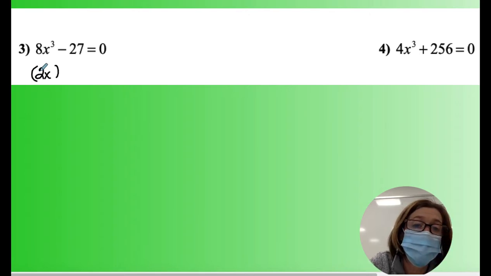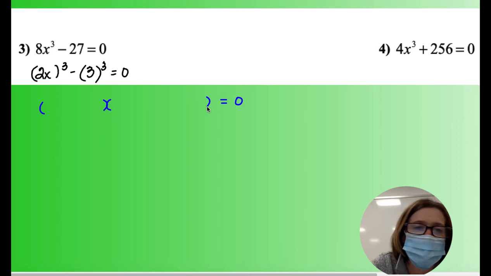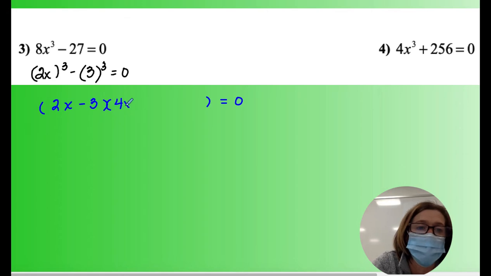I have 8x cubed minus 27. Several ways you could just apply the factor pattern. I like to rewrite them as cubes first to make it just a little bit easier, less cognitive load and me having to pull out things from my memory. So I rewrite them as cubes like that, and then I factor it. But remember, it's an equation, so don't drop the 0. If you drop the 0, you might forget to finish the equation and solve for x, which is what we're trying to do. We're trying to find the real solutions.